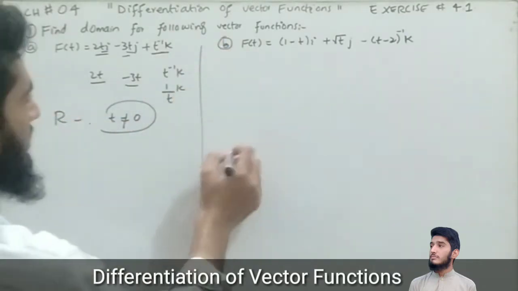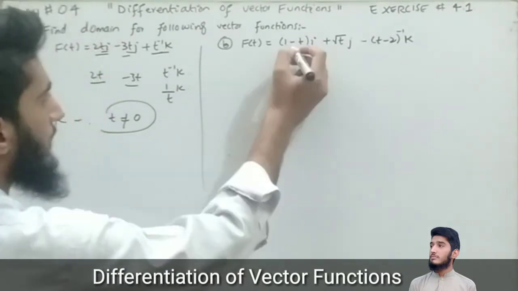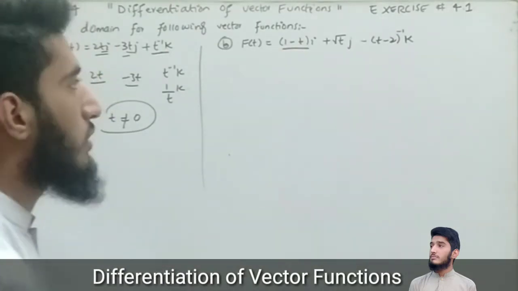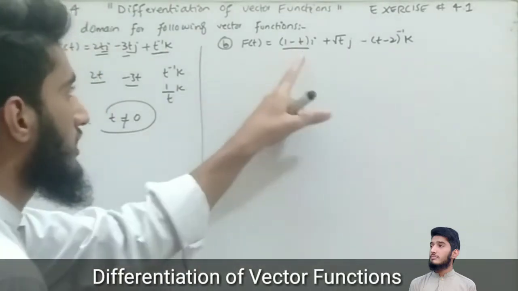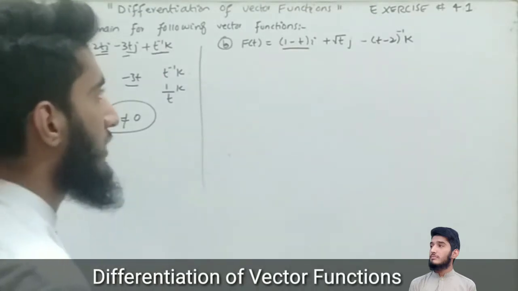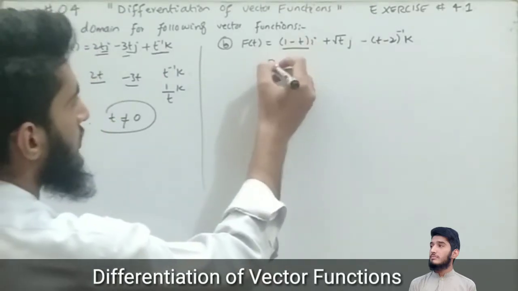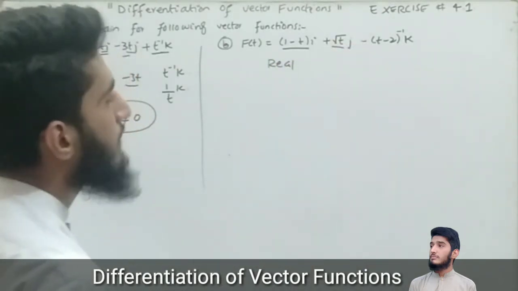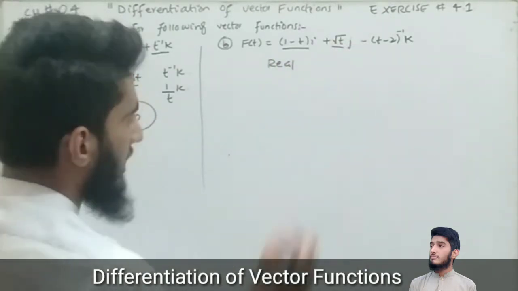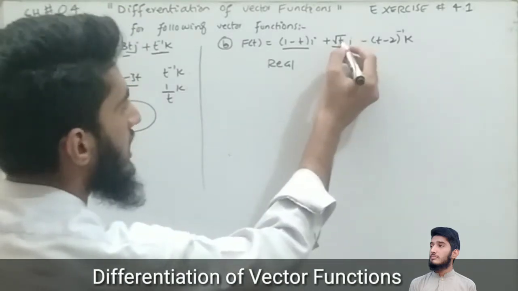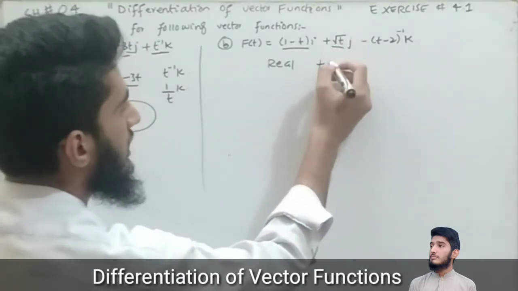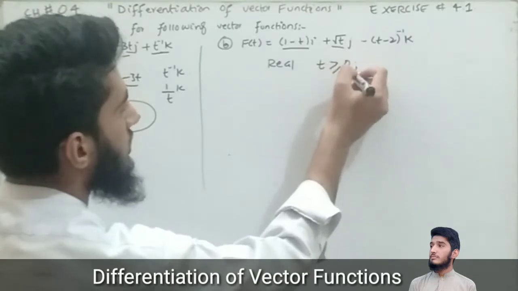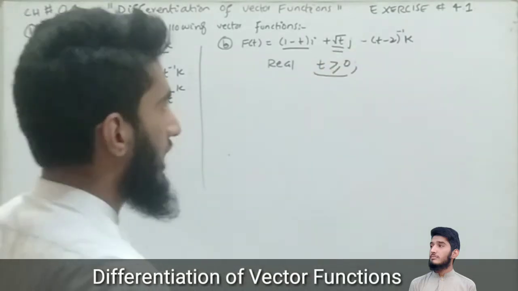Now move to the second part, f(t) = 1 − t i. This function gives a real value for any positive or negative input t, so over here the domain is real. And remember, for the square root function, the expression inside the square root must be greater than or equal to 0 in case of domain. Over here the expression inside the square root is t, so it must be greater than or equal to 0. So this is the domain for j.